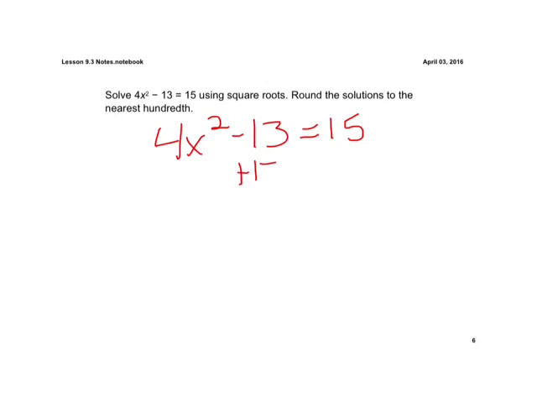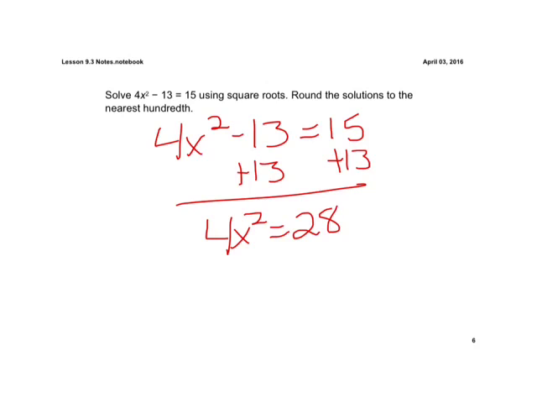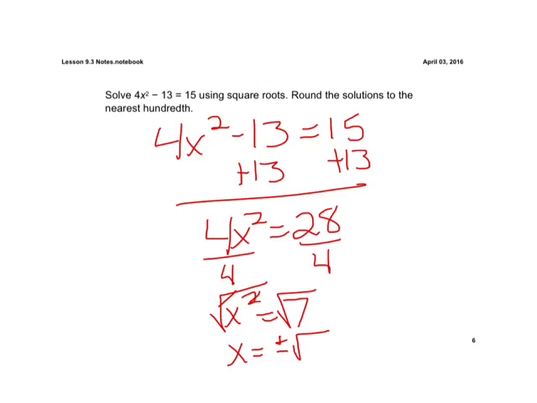So we're going to first add 13. So we're left with 4x squared equals 28. And we're still trying to get x by itself, so let's divide by 4 here. So our x squared is going to be equal to, what do we get there, 7? Now, if we square root both sides, again, those cancel each other out. So what we have left is x is equal to a positive and a negative square root of 7.